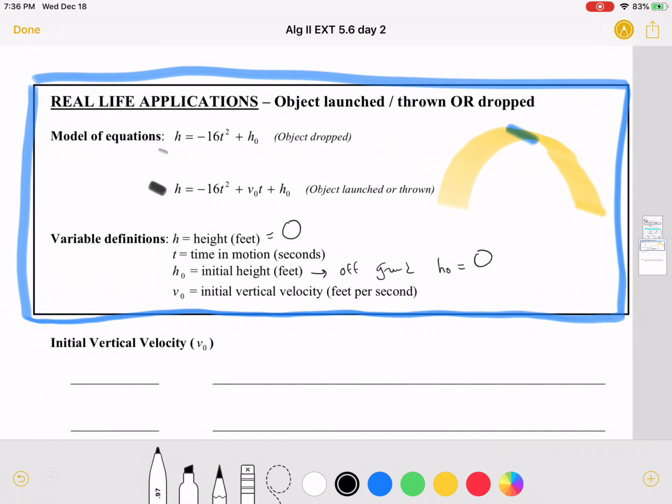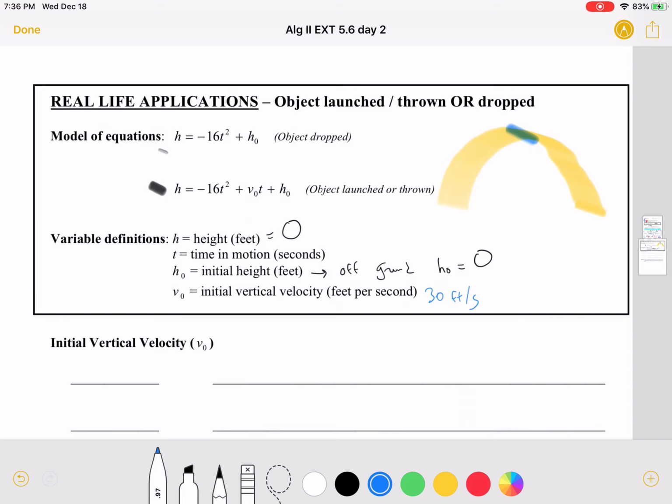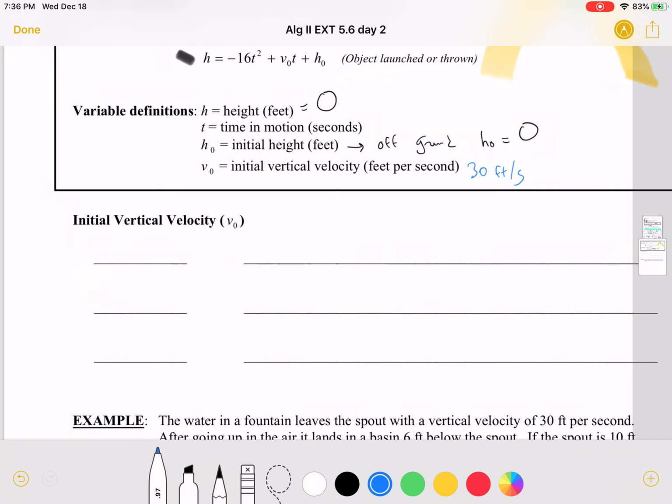Last but not least, our V sub 0, our initial velocity, is pretty much how fast you're launching it. So if it says I'm throwing a baseball at 30 feet per second, that would be my initial velocity. So the initial velocity is positive if we throw it up.